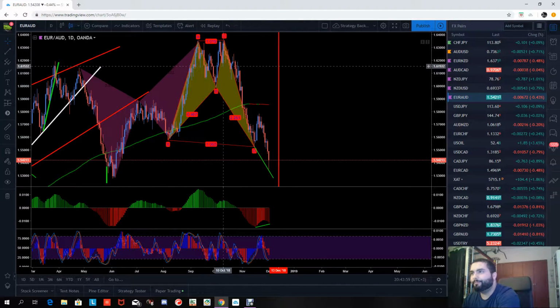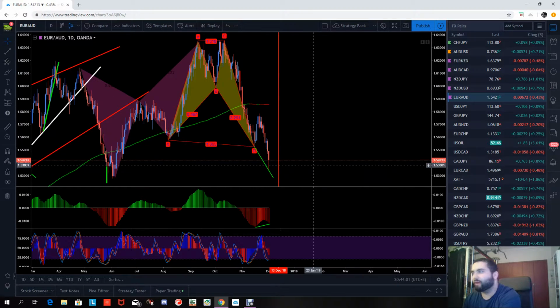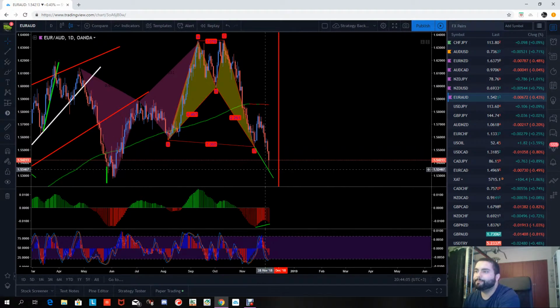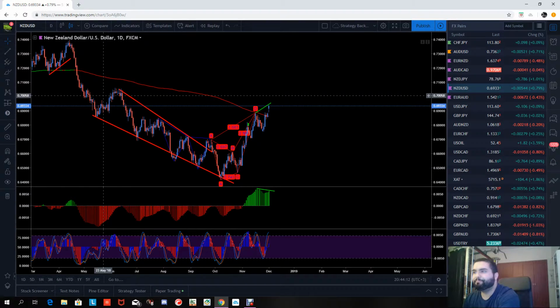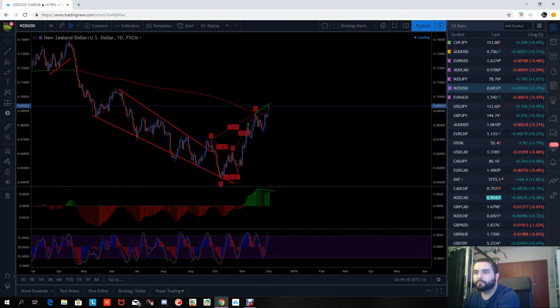Here is not actually a perfect harmonic pattern to start with. Not something that I'd be looking to trade, okay? Because the ratios simply don't add up. So this could be something you can look at, okay?